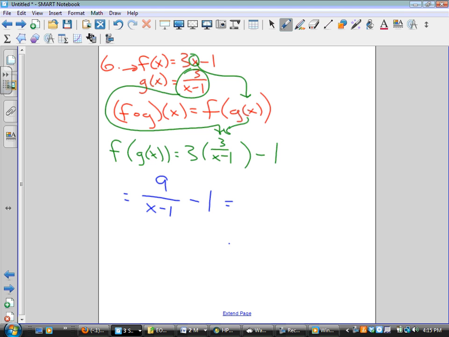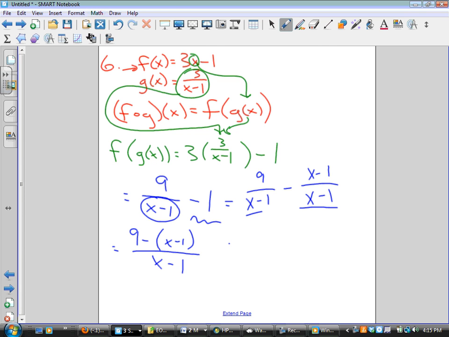Depending on how the answer is written on the EOC, I want you to be able to find a common denominator. We can rewrite 1 as x minus 1 divided by x minus 1, and the reason we're doing that is because the denominator for the left term is x minus 1. So that looks like 9 over x minus 1 minus x minus 1 over x minus 1. Now that our denominators match, we can combine the numerators: 9 minus x minus 1, all divided by x minus 1.